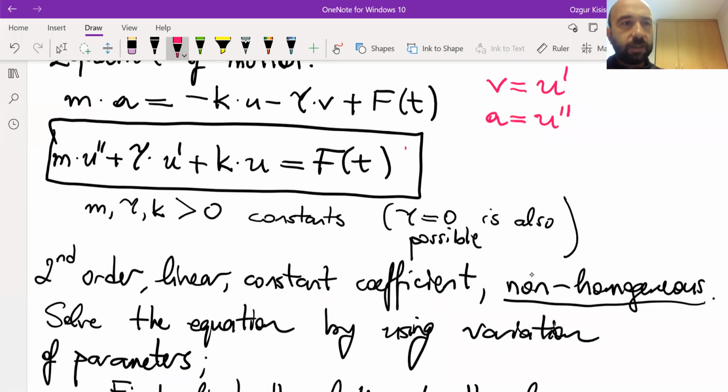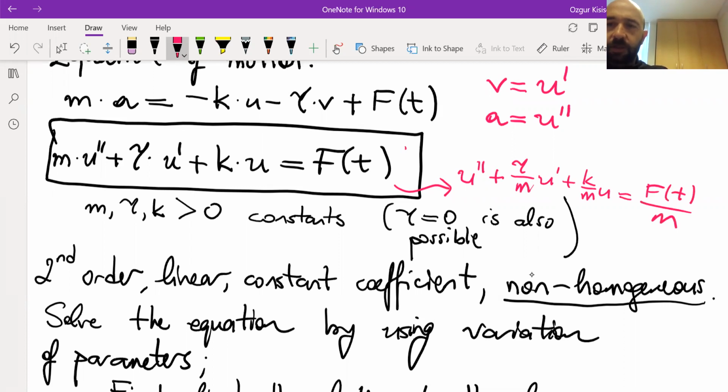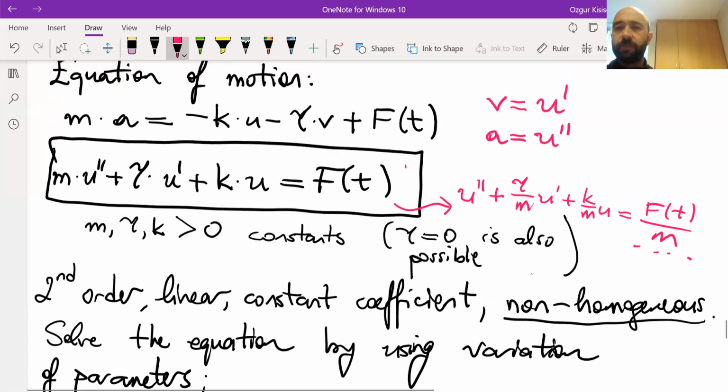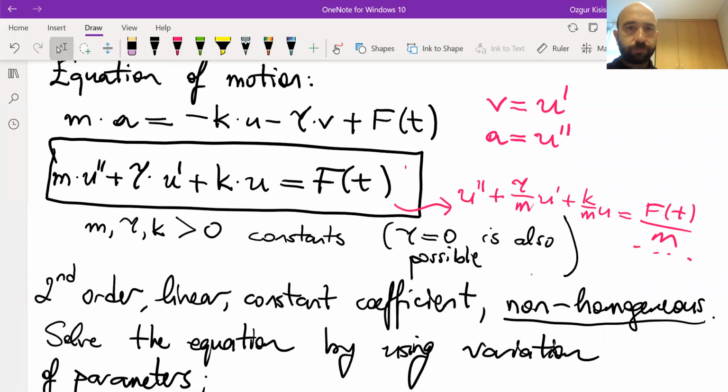So m u double prime plus gamma u prime plus ku equals f of t. Now, this is fine. However, everything about this variation of parameters formula was done by assuming that the leading coefficient here is 1. So if you rearrange your equation like this, it's u double prime plus gamma over m u prime plus k over m u equals f of t divided by m. And that's the reason we have this f(t) over m appearing in the formula. If you just write f(t), it will not work. I mean, then you would have to change the formula itself.